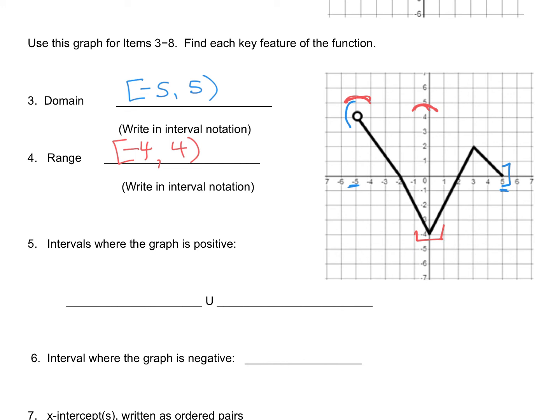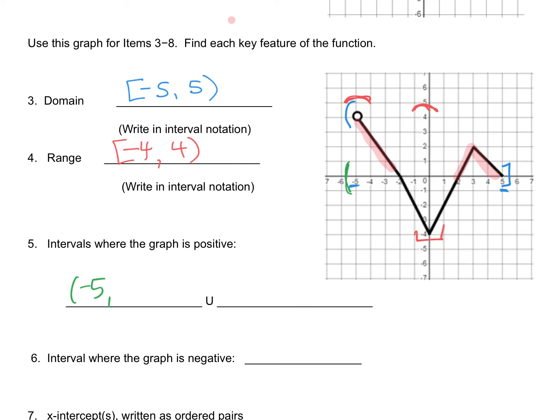The graph is positive where it is above the x-axis. So that would be here and here and here. So we're looking for positive above the x-axis. So we're going to write that in 2 different intervals. So that's going to be from -5. Again, it's an open parenthesis.